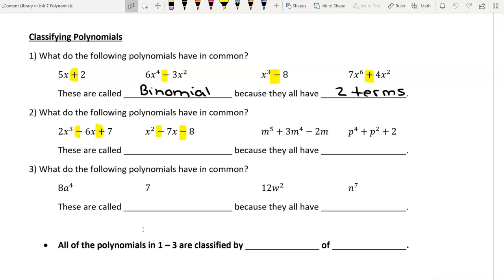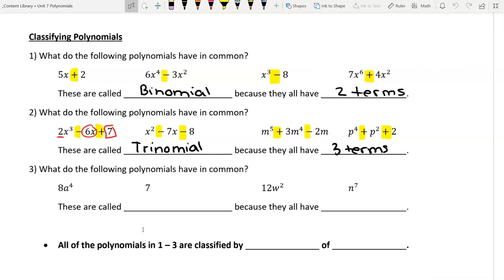Notice how many different separators there are. So how many terms would there be? For this first one, 2x cubed, 6x, and 7 are all 3 different terms. So these are all 3 terms, and these are called trinomials. You can kind of see why. I mean, a bi is like a bicycle, tricycle. So this is a trinomial because they all have 3 terms.